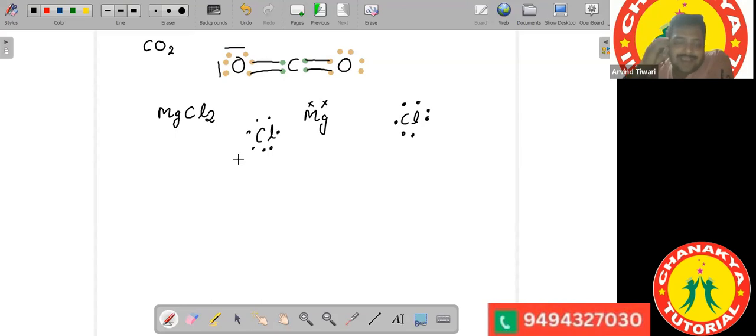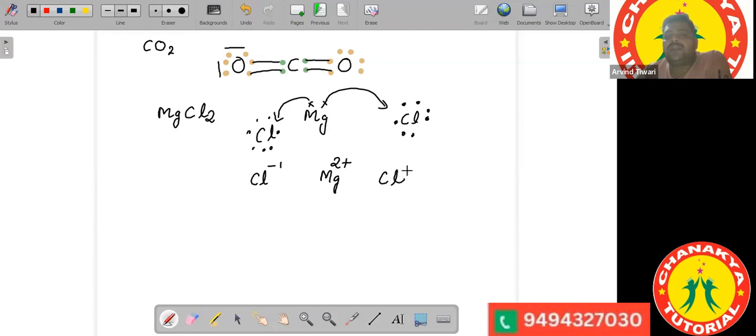Okay, so here we will show the transfer of electron. The electrons are not shared now, they are transferred. So we show the transfer of electron like this. So one electron is transferred to this chlorine, one electron is transferred to this chlorine. Okay, so now your chlorine has one negative charge. Since it got one electron, so it has one negative charge. This magnesium, it gave two electrons, so it has two positive charge. And chlorine, it has received one electron, so it has one negative charge.